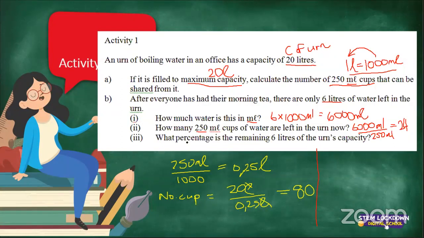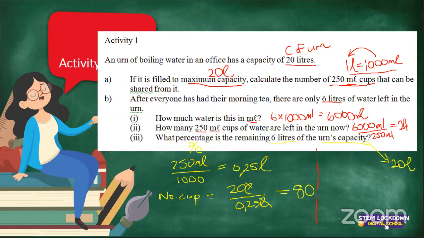Okay. Obviously, your answer must be a percentage, right? When you're comparing two things, you're comparing the 6 liters, which is left, and the end's capacity. So you need to remind yourself, what is the end's capacity, right? The capacity of the end is 20 liters. Okay, now let me check for those who did this sum with me.